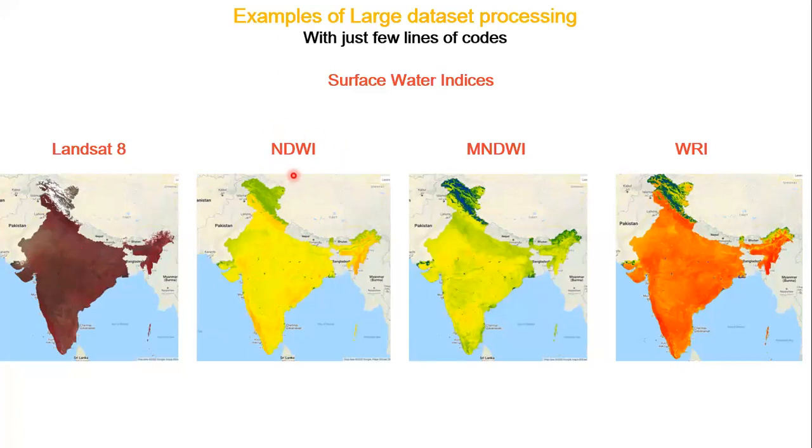But with the help of Google Earth Engine, in just 5 to 6 lines of code and a shapefile of India, you can quickly get the NDWI. And by just changing a small band number, you can easily get the MNDWI, NDWI, or any other n number of indices which are available in the remote sensing product.